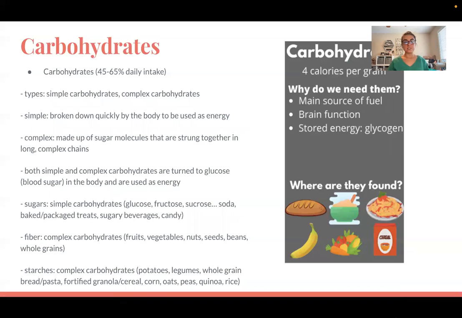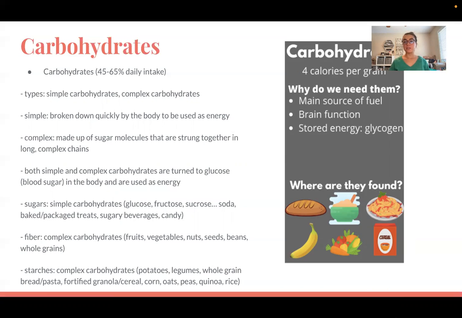So moving on to the second macronutrient, carbohydrates. This is the one that we need the most of. It's the main source of fuel for our bodies, provides us with the most energy, helps with brain function. So same as protein, carbohydrates contain 4 calories per gram. Typically people should aim for about 45 to 65% of their daily calories coming from carbohydrates.